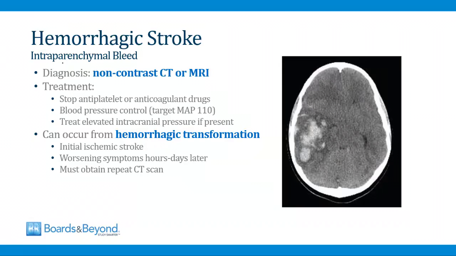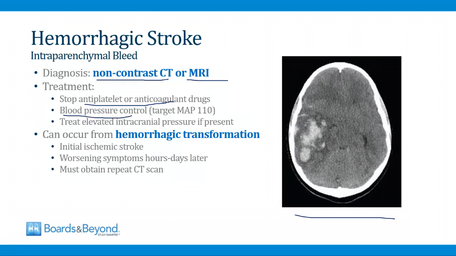Earlier we touched upon the diagnosis and management of patients with hemorrhagic stroke, but let's talk about that in a little bit more detail now. The diagnosis is with a non-contrast head CT, or in some cases an MRI. As we talked about earlier, a non-contrast head CT will show white areas in the brain when there is blood present. The first element of treatment is to stop antiplatelet or anticoagulant drugs. Many patients with hemorrhagic strokes are taking anticoagulants, often for a history of atrial fibrillation.